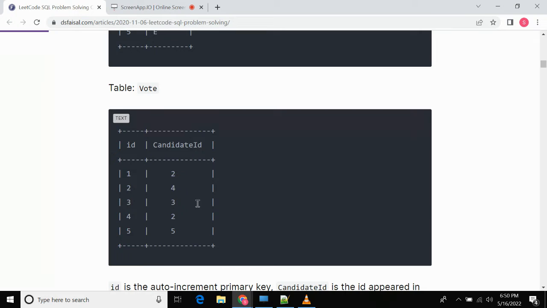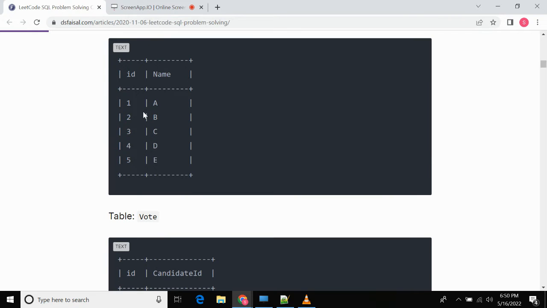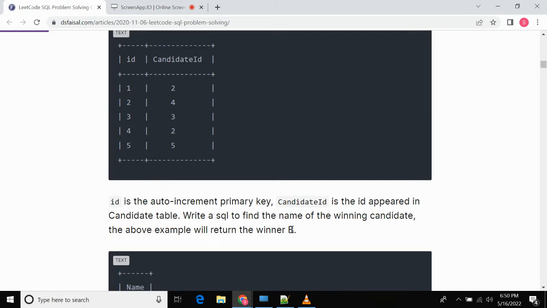So if you look at this table, we have five appearing only once, three appearing only once, four appearing only once. We have candidate ID two, who is appearing more than once, two times, which means that he is the winner. And what is the name of this candidate ID? It is B. So what would be my output here? B, right?